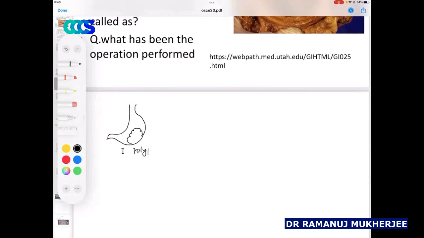Now, in which type of cancer stomach do we use this Borrmann's classification? Early gastric cancer? Early gastric cancer or advanced gastric cancer? Which one do you think? Advanced gastric cancer. Always. So please remember that we use Borrmann's classification in advanced gastric cancer.